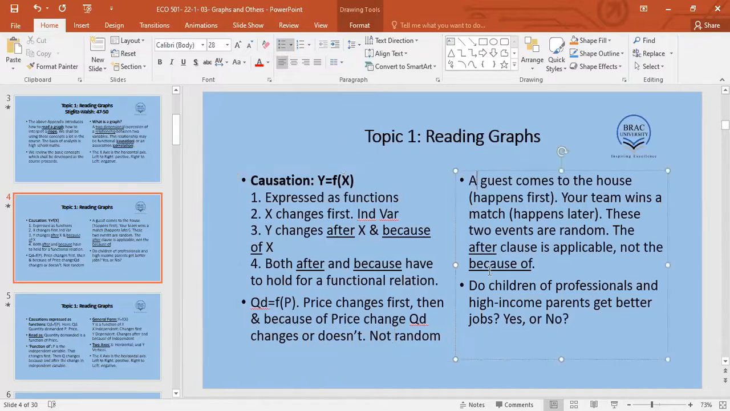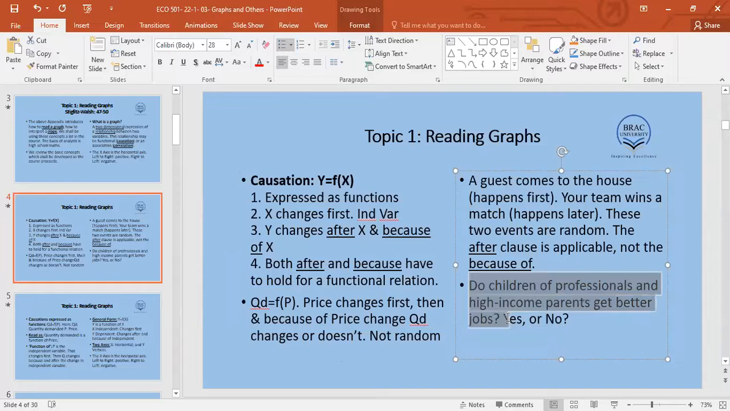Now, a guest comes to the house, first event, and your team wins a match, which happens later. Then we say, you brought good luck. But actually it's not so. The two events happen randomly. Because the two events happen randomly, Y is after X, but not because of X.